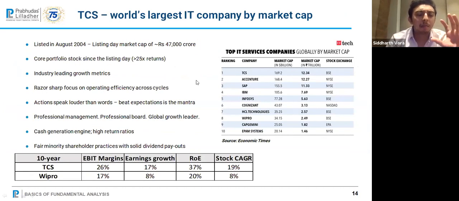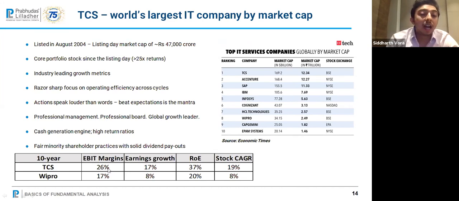Finally, मैंने 3 simple case studies लिए हैं जो सबको समझ में भी आ सकते हैं और सबने मेरे हिसाब से ये सब नाम सुने होंगे. So पहला है TCS, world's largest IT company by market cap is Indian company TCS. I hope you all have heard this name before. And what I have done is plotted TCS and Wipro to show you how numbers tell you a story and how you should look at these numbers in a particular perspective.